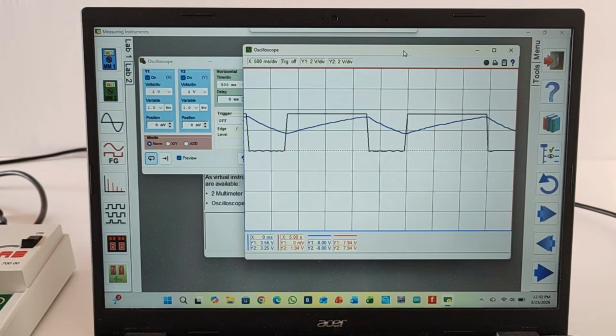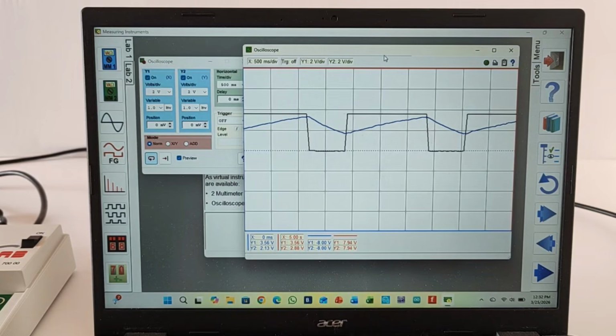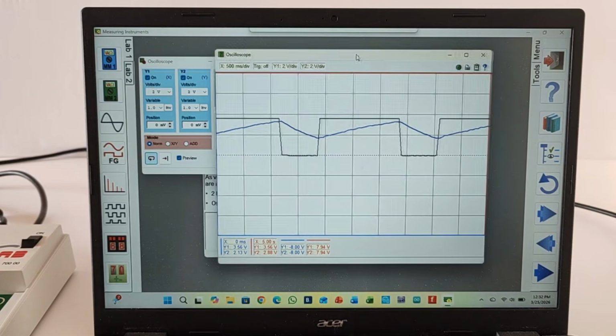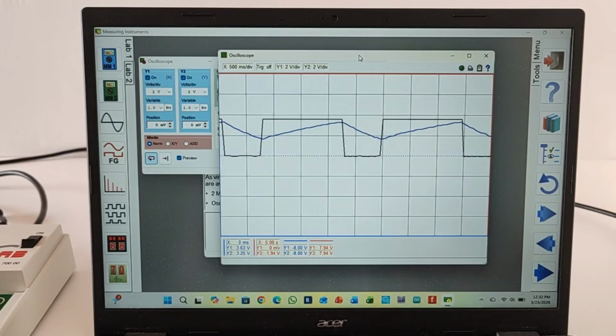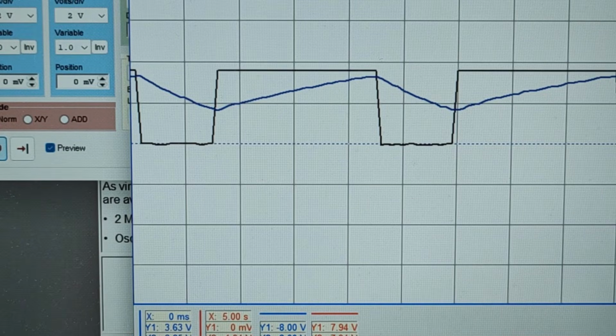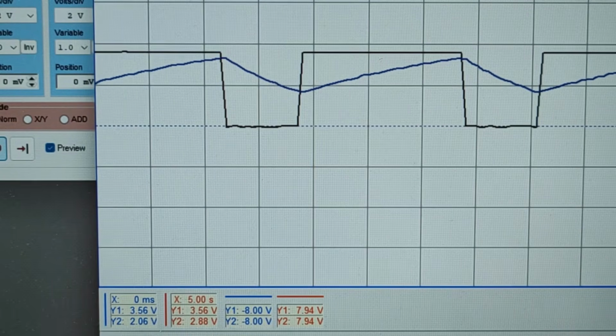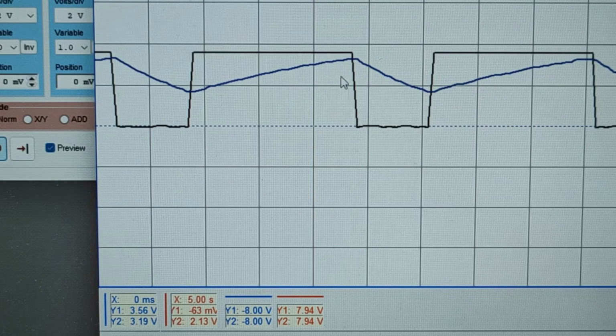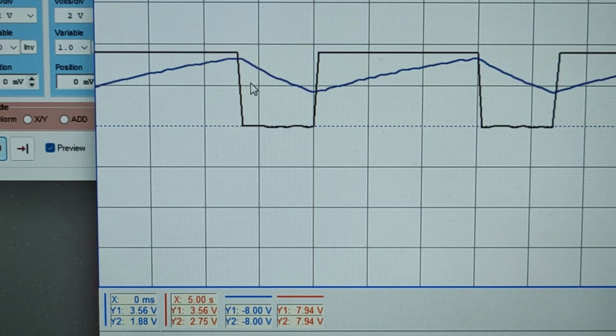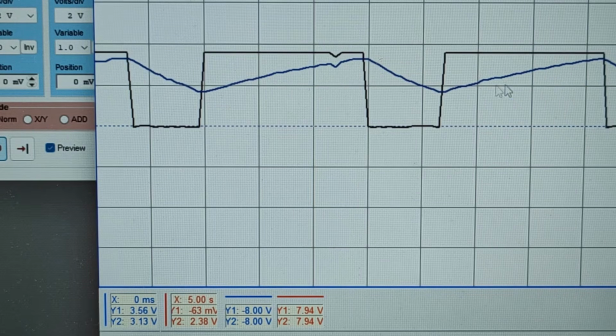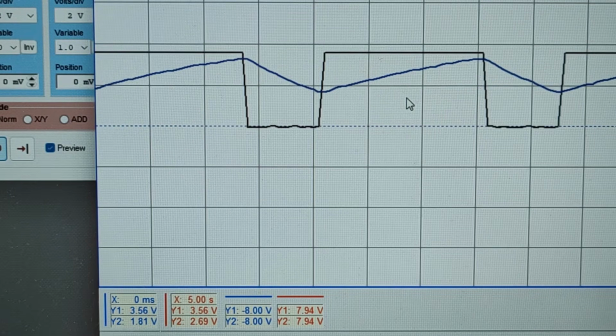Now, the square wave you see here, let me put it a little bit closer. The square wave you see here, the black one, is our output waveform. The one connected to pin 3, that's Y1. The blue one, that slanted line, is our capacitor voltage waveform. That's on Y2, the blue line.